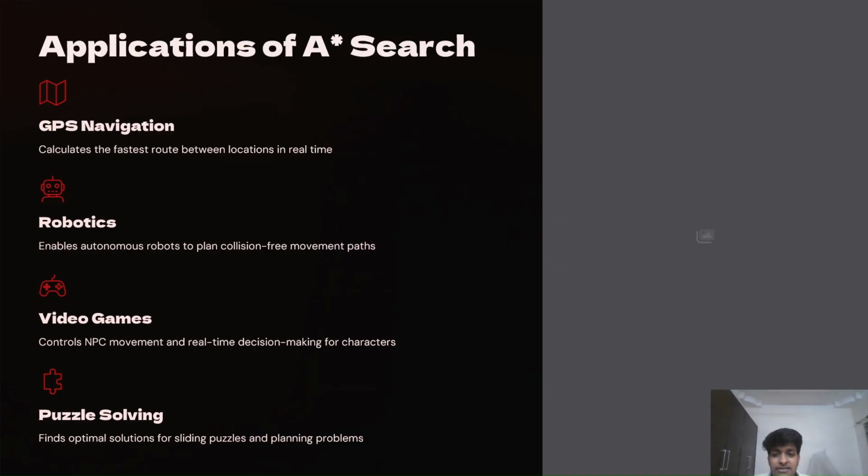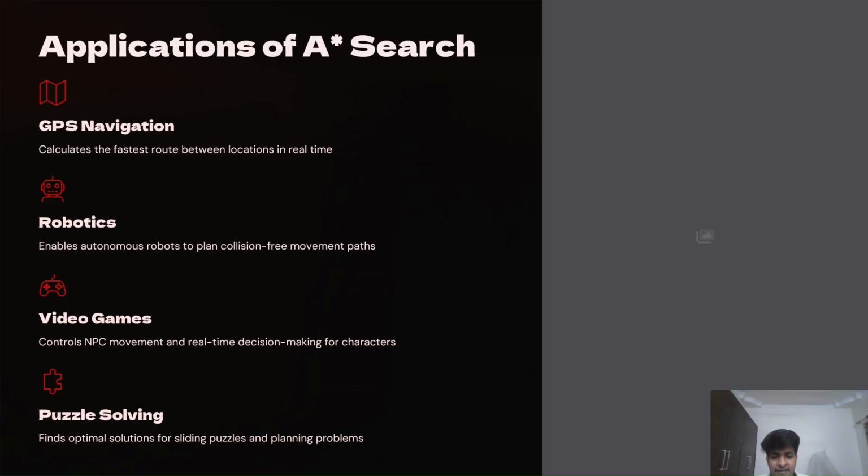So the practical applications of A star search are GPS navigation systems, which calculate the fastest route between locations in real time; robotics, which enables autonomous robots to plan collision-free movement paths; video games, which control NPC movement and real-time decision making for characters; and puzzle solving, finding optimal solutions for sliding puzzles and planning problems. And the significance of A star search is finding the shortest path efficiently, reducing unnecessary exploration, guaranteeing optimal solutions with admissible heuristics, and balancing speed and accuracy better than many other search algorithms.